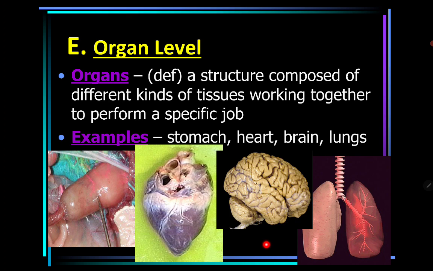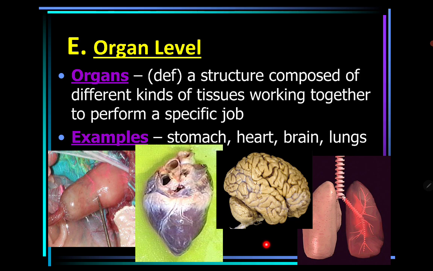Alright, next is the organ level. So just as cells join together to form tissues, different types of tissues combine to form organs. So an organ is a group of different tissues with a specific job. The heart, the stomach, and the brain are familiar examples of organs that can be found in many different organisms. Did you know that the eye, skin, and tongue are also organs?